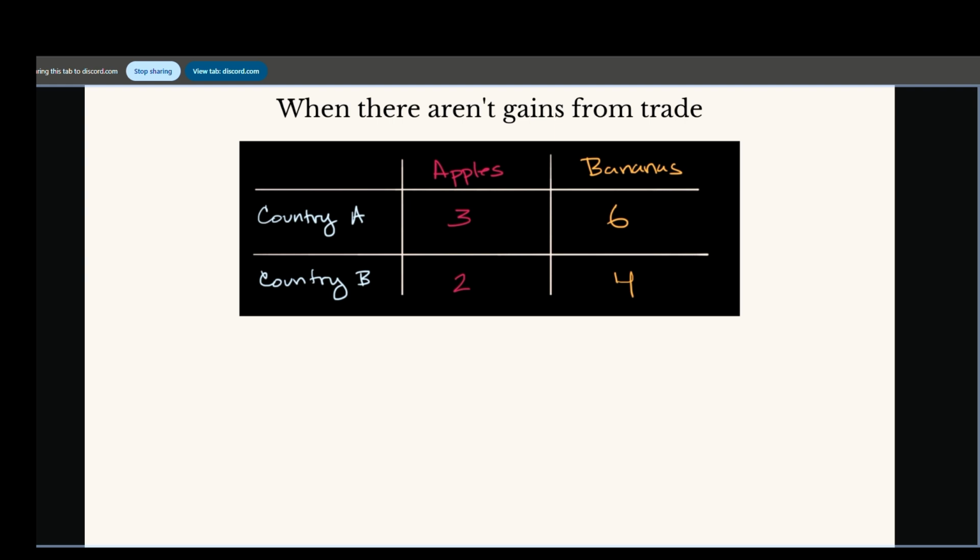Well, A produces 2 bananas per apple, or half of an apple per banana. But if we look at country B, the opportunity costs or marginal costs are the same. It's still 2 bananas per apple or half of an apple per banana. So country A and B's opportunity costs are the same. There are no advantages, comparative or absolute, over each other, and they specialize in the same thing. It means that there is no gain from trade. They will not receive anything.